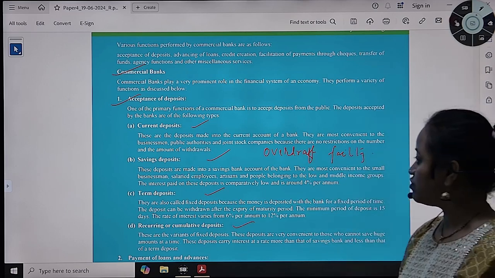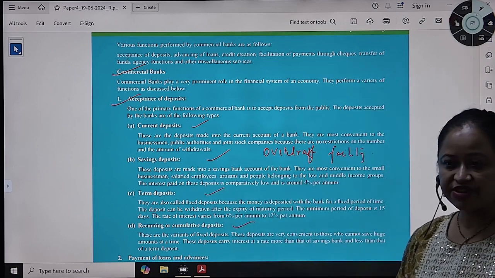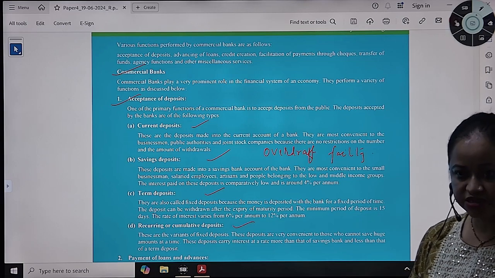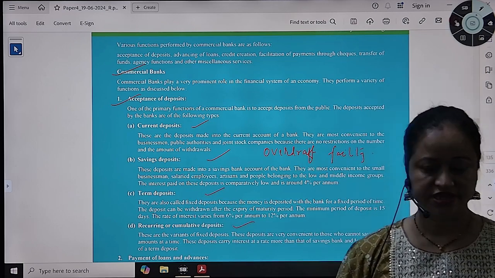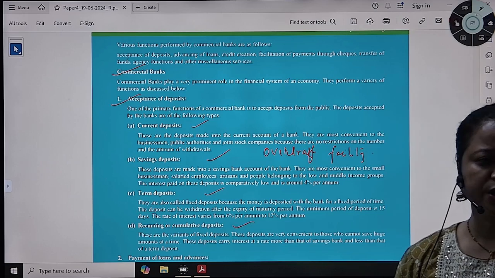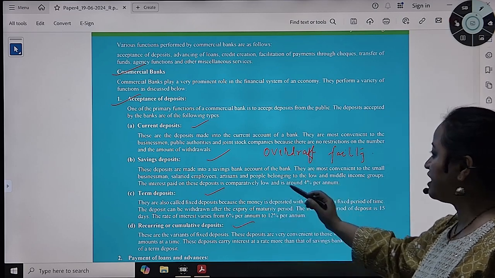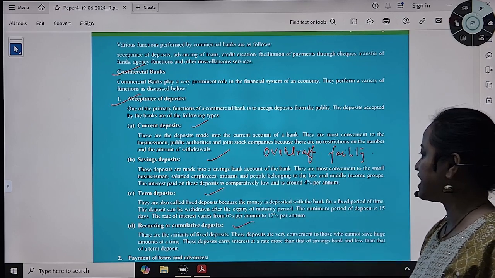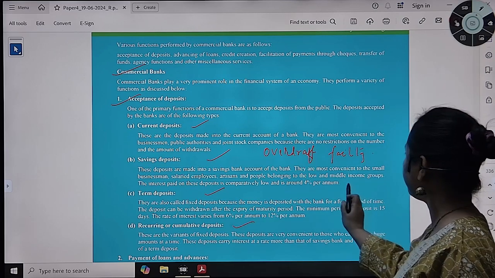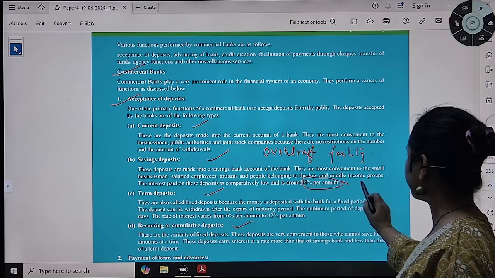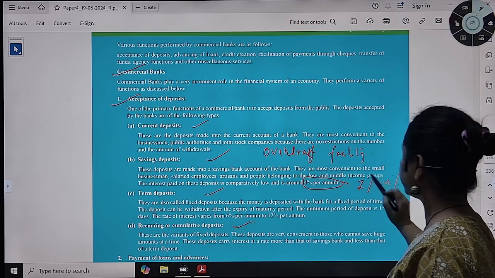Clear? Now the saving deposit account, that can be opened by anyone. A saving deposit account can be opened by a student, a businessman, a salaried employee, artisans, agriculturists, farmers, housewives. Everyone can open a saving deposit account. Nowadays, the maximum rate of interest provided by the bank is 4%. Some banks give 2% to 4% in the saving deposit account.